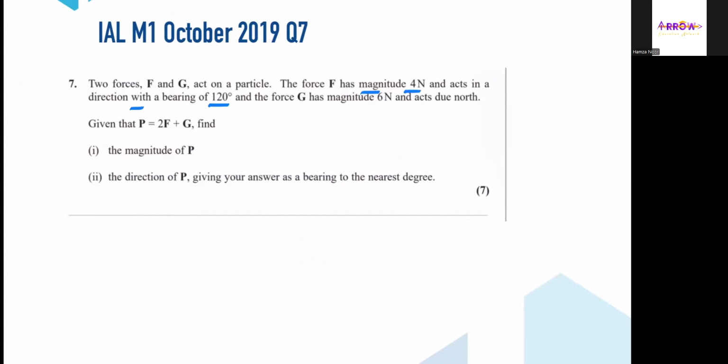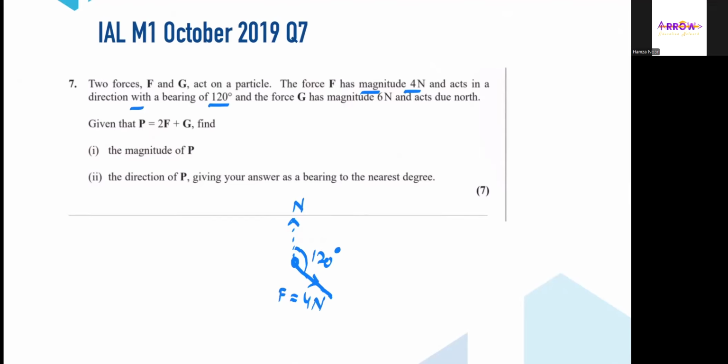Okay, so let's say you have a starting point over here and you make a north over here. And at a bearing of 120 degree, meaning this is measured clockwise from north, so this is an obtuse angle. Okay, so the force F would look something like this, which is having a magnitude of 4 Newton. Okay, we have marked the force F over here.